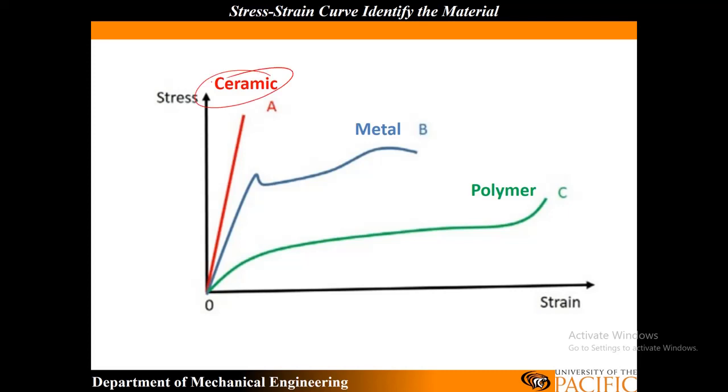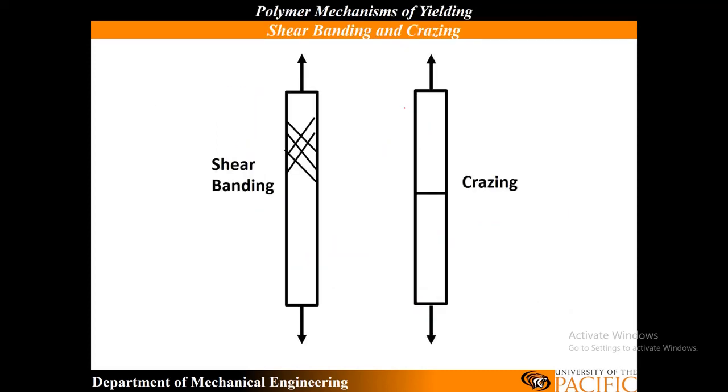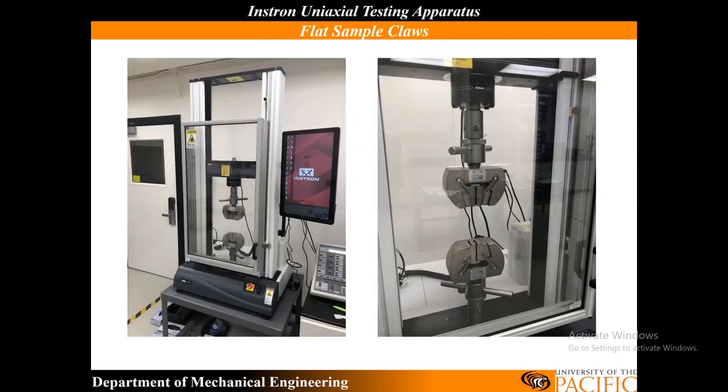We know that ceramics are brittle and basically fracture elastically. There's no ductility. Metals and polymers are much more ductile. We can see these different mechanisms of yielding, shear banding, and crazing in polymers. It's hard to see it in our particular polymers, but you can see it a little bit. And then again, our really nice apparatus.